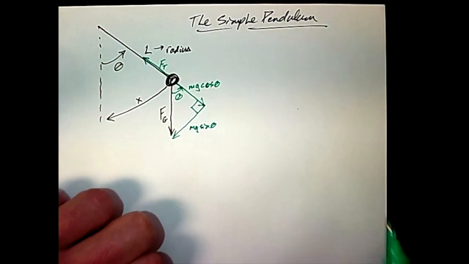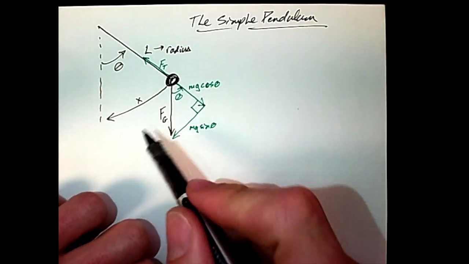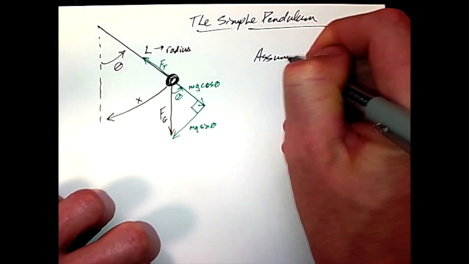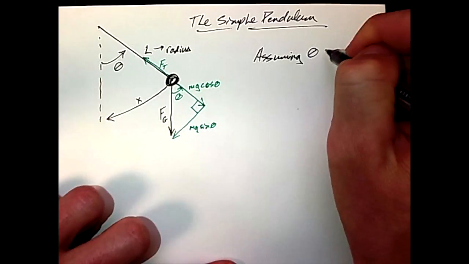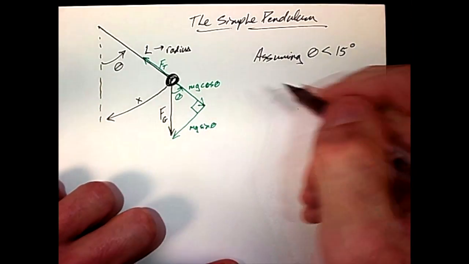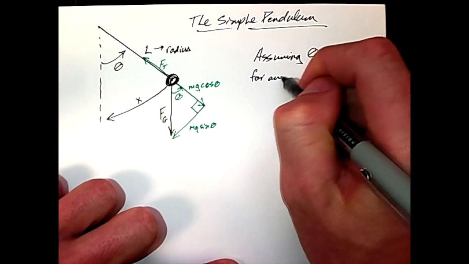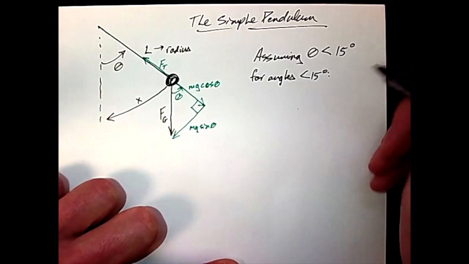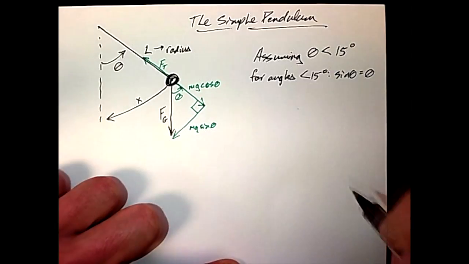Now, something that is a little bit special in this particular derivation is we are assuming that the angle theta is less than 15 degrees. This allows us to take a shortcut mentioned in your book for angles less than 15 degrees. We can say that the sine of theta is equal to just theta.